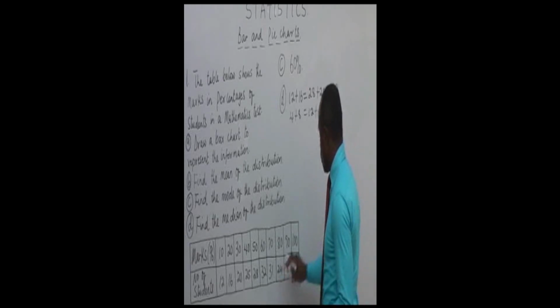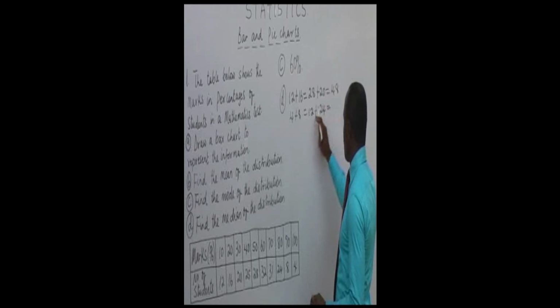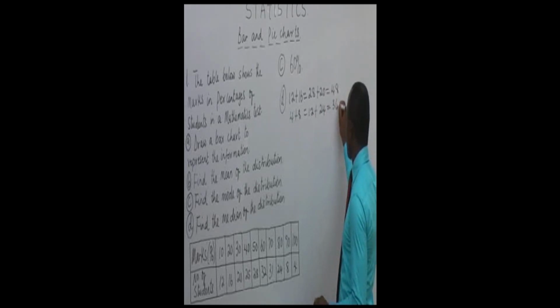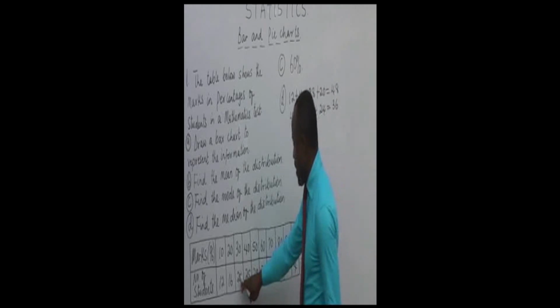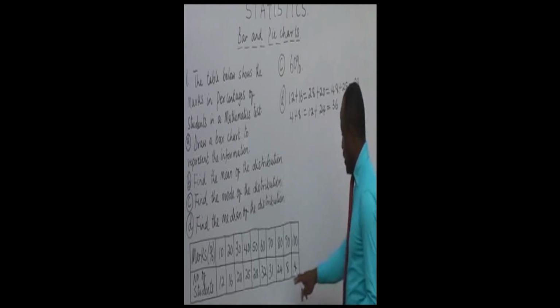Then plus 22. Sorry, 24 is going to give you 36. They have reached here. Plus 25 is going to give you 5 plus 8 is 13, 3. So we have 73 here. Plus 31 is going to give you 67.